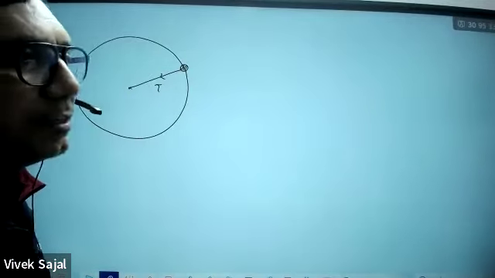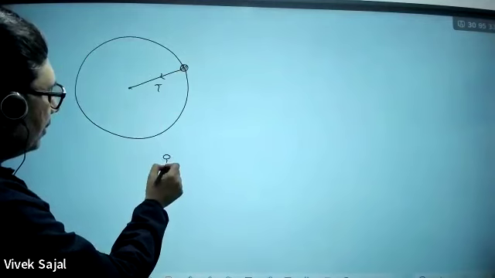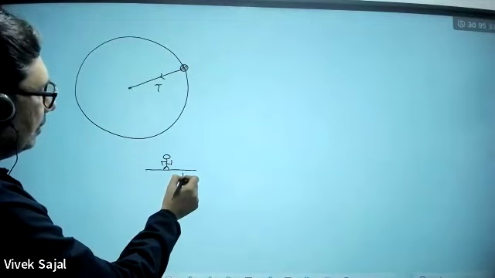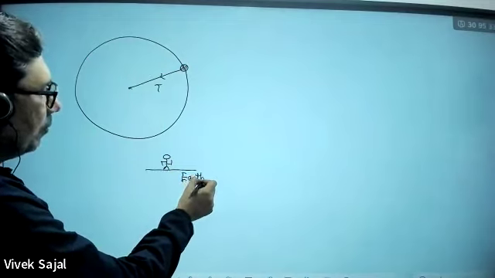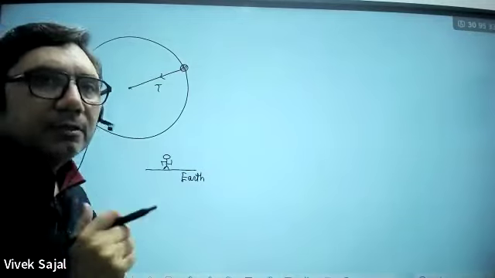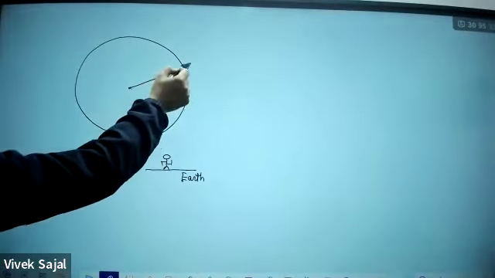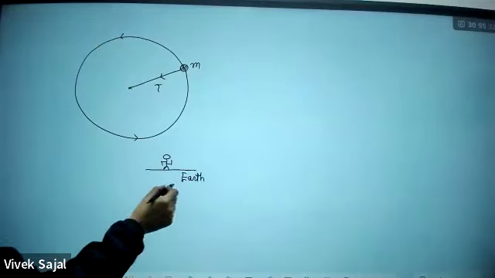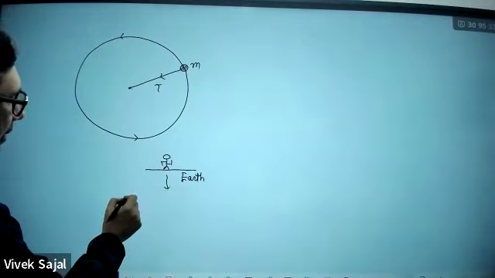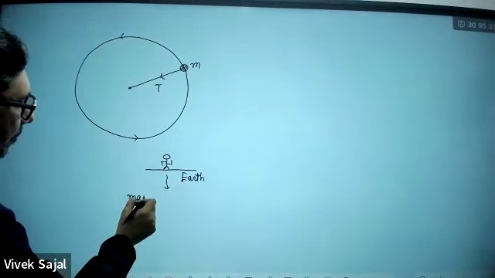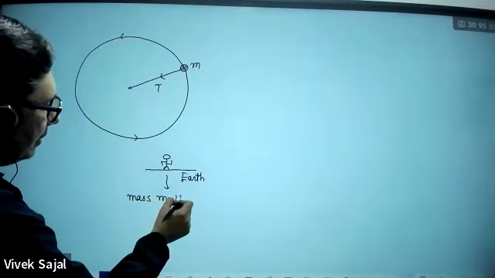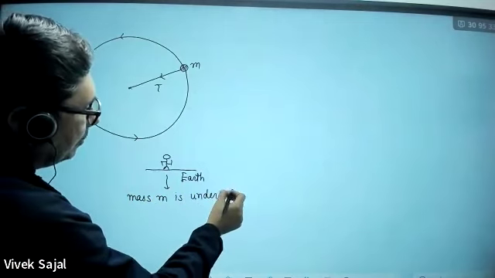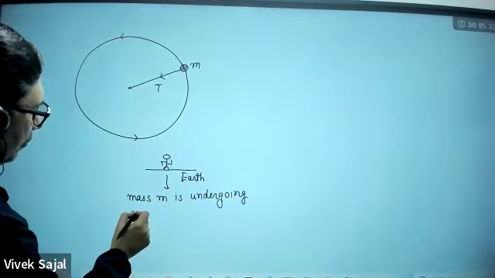So two types of observers may be there. Suppose your observer is standing on the earth. He is my observer. What is this observer going to say? This observer will say that this mass m is undergoing circular motion.